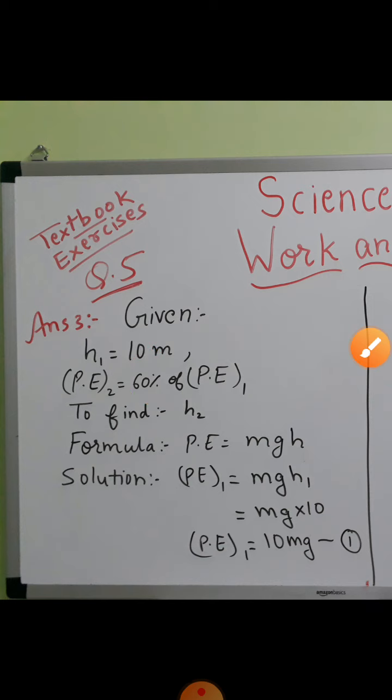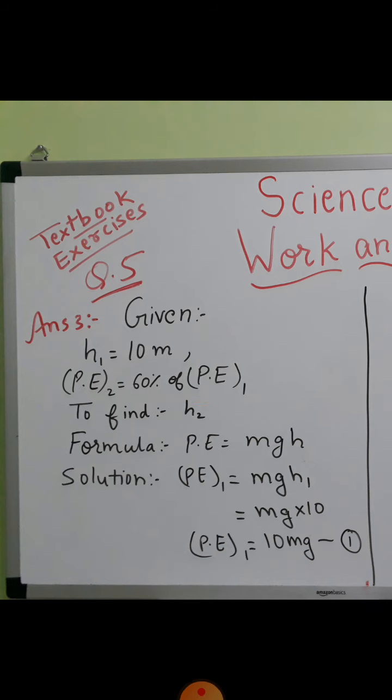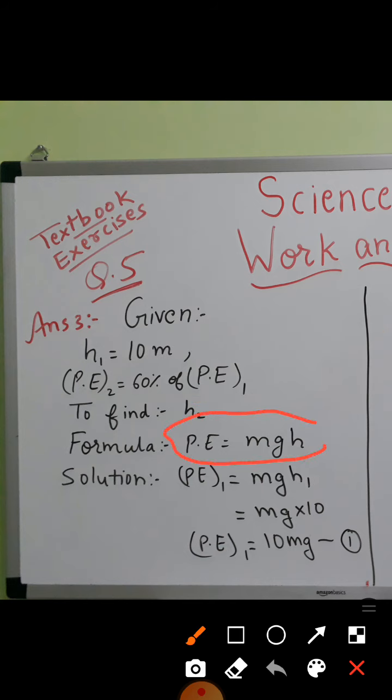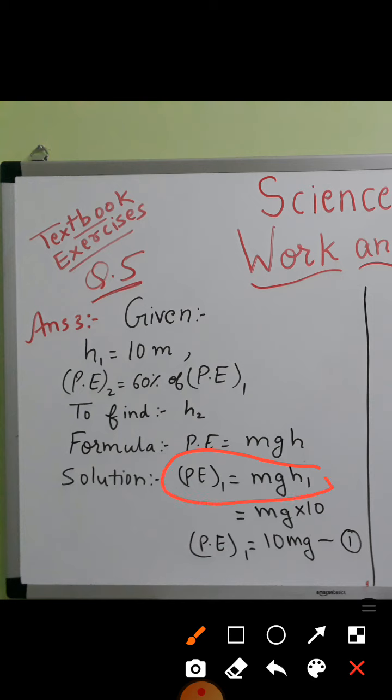Now we have to find the height 2. Means when the potential energy is 60% of PE1, then what will be the height? So first you should write the formula for potential energy, that is mgh. Then solution. First consider the potential energy of the first one, that is PE1, where height is 10 meter. Initially that height was 10 meter. So mg is constant, mass and g is not given, only h1 is given. So put the value h1 here.